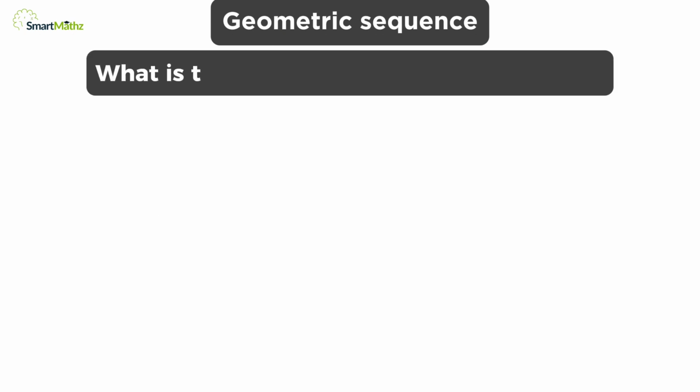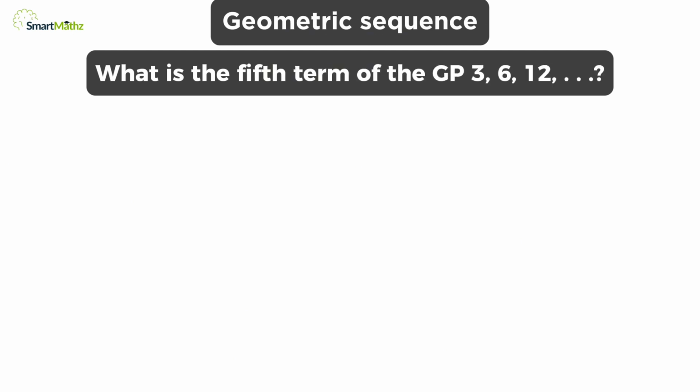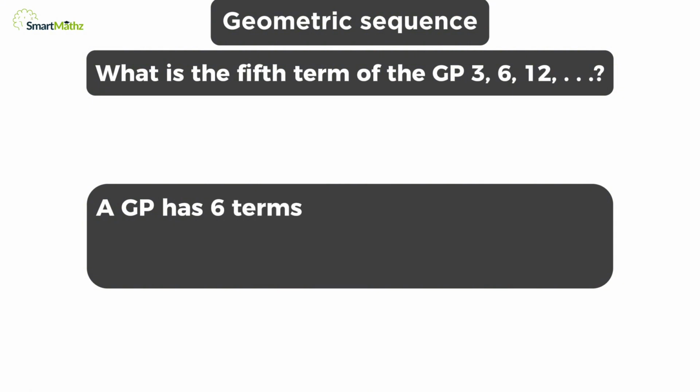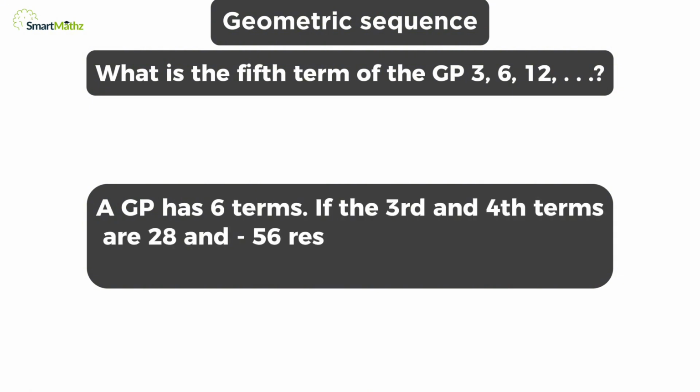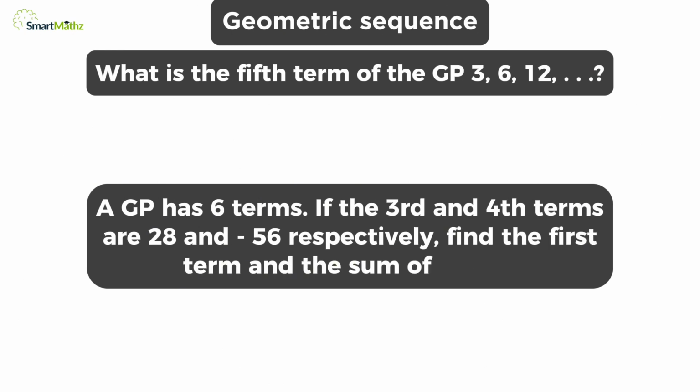Now try these on your own. What is the fifth term of the GP 3, 6, 12? A GP has 6 terms. If the third and fourth terms are 28 and negative 56, respectively, find the first term and the sum of the GP. You can pause the video to try it on your own.